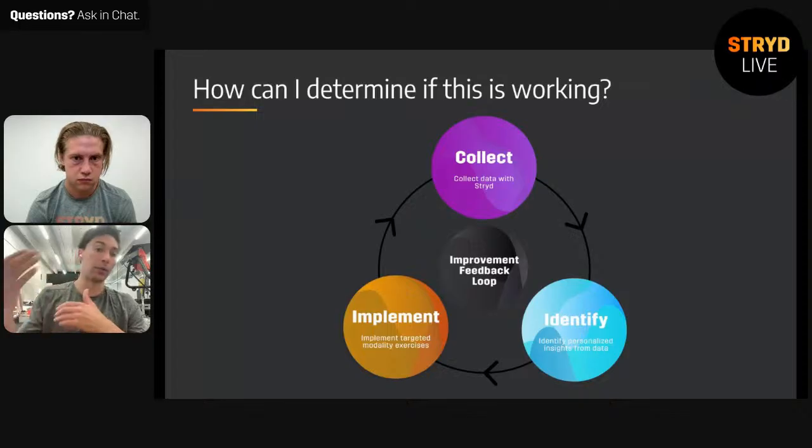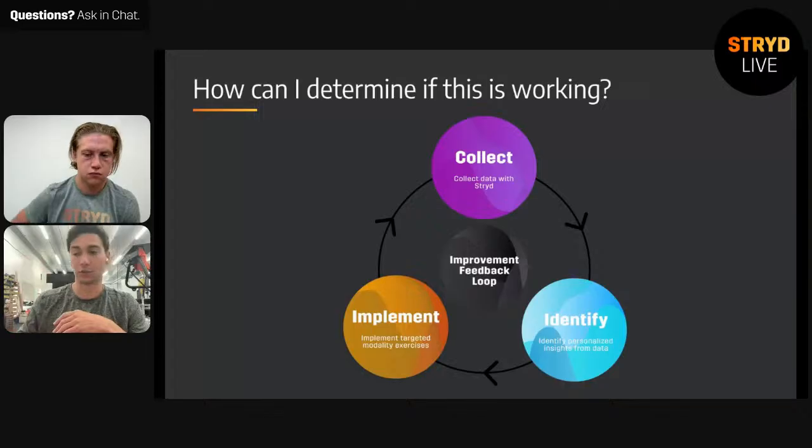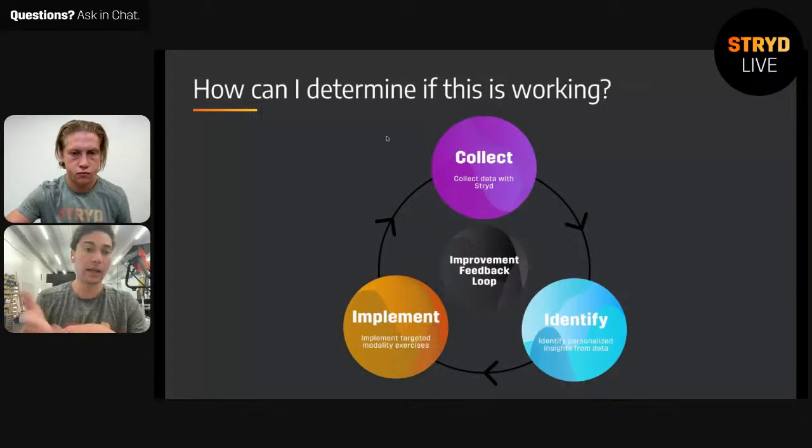If not, okay, maybe we'll give it another month. Or maybe intuitively, I feel like these exercises aren't necessarily getting at what I want, and that gives me the cue to try something different. We're all about getting the most bang for your buck and using your time effectively. We don't want to just blindly follow a training plan or a strength training protocol that's not working. And Stryd gives you a really good way of checking to see if this is actually leading to the improvement that you want.